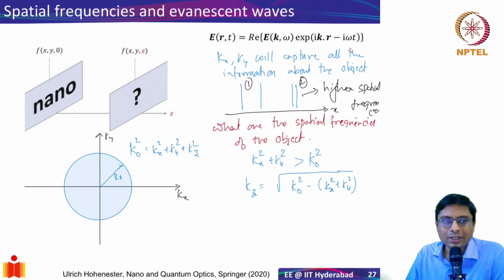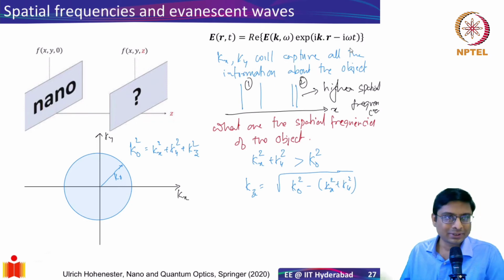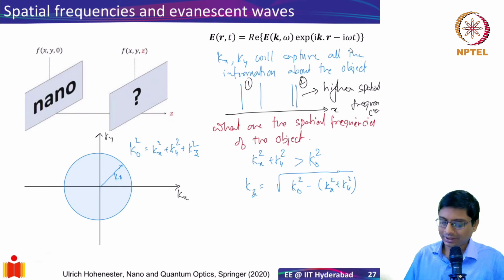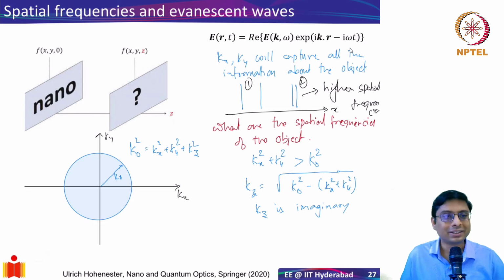Okay, so now what happens when kx and ky are large? Well, the second term is larger, so the whole kz becomes imaginary. kz is imaginary. What does it mean kz is imaginary?